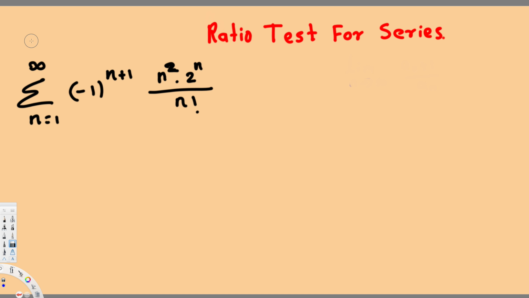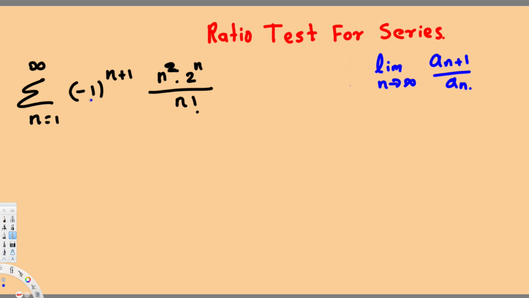Here, this question is asking to find whether this series converges or diverges using the ratio test. So, first of all, we have to take this limit as n approaches infinity of a_(n+1) over a_n and check whether this is less than 1, equal to 1, or greater than 1. If it's less than 1, it converges; equal to 1, no conclusion; if it's greater than 1, it diverges. So let's see how we can find it.